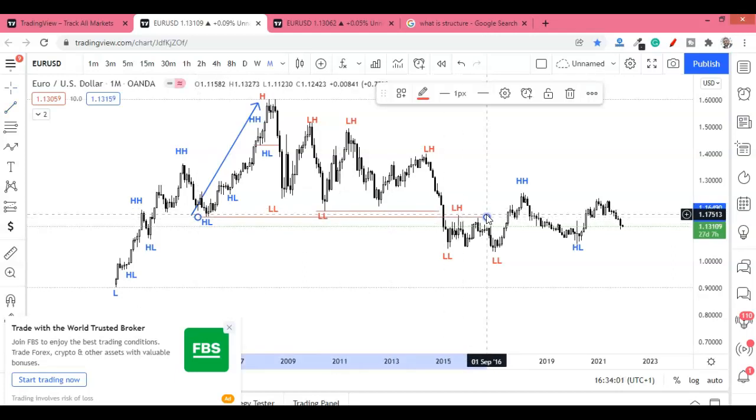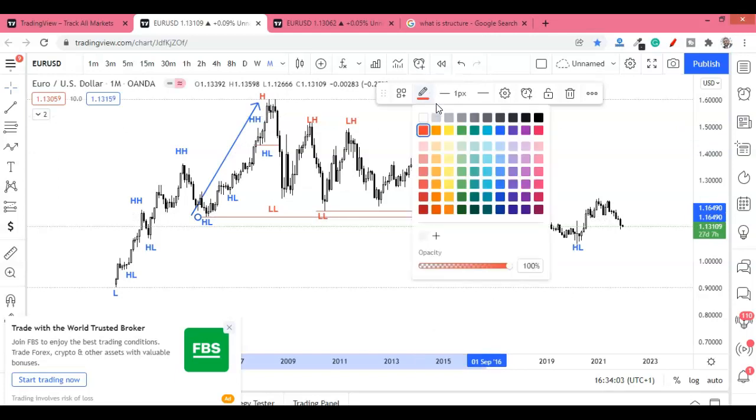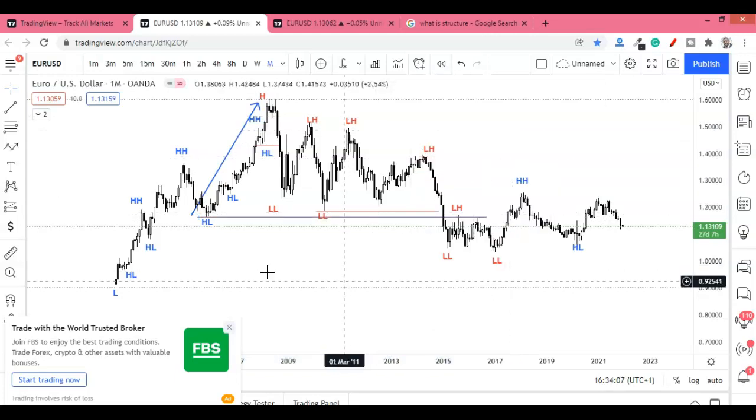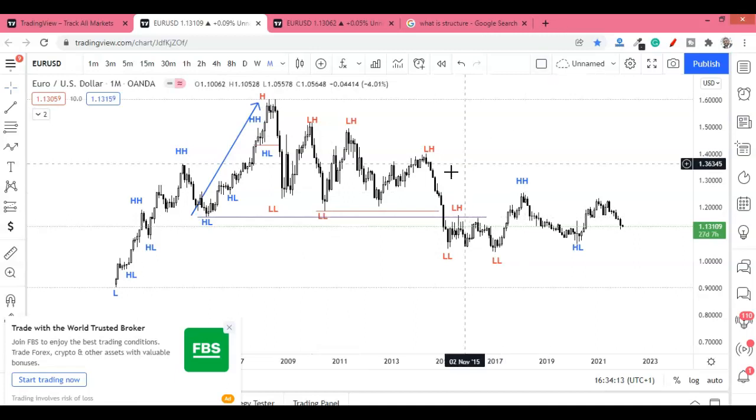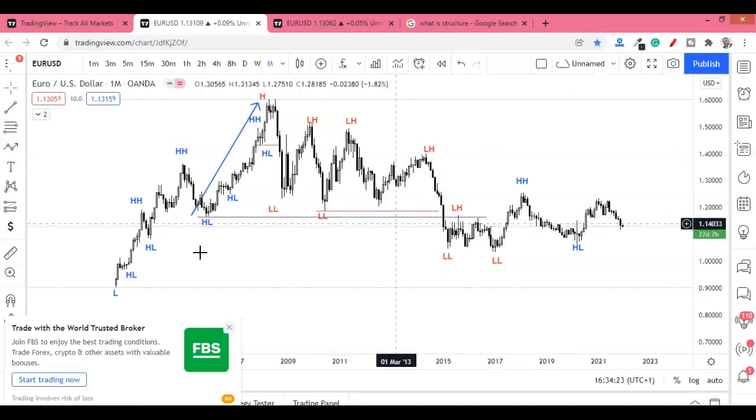Let me change this color to maybe this. Until this low is taken out, the market can still move upward. Okay, what will confirm our bearish trend now is a break below this last leg up, which is called the major break of structure. This is the major break of structure.